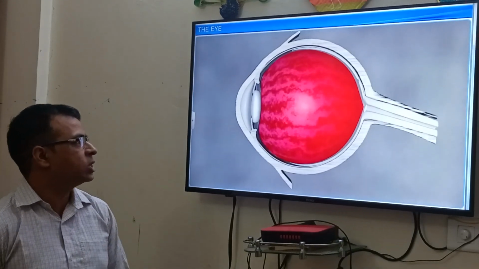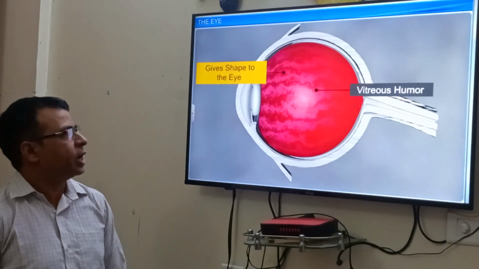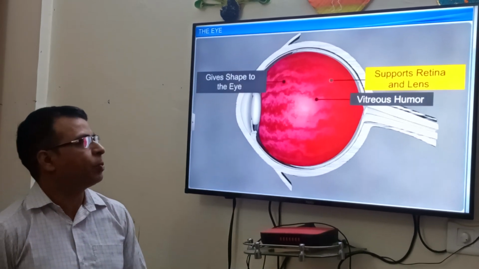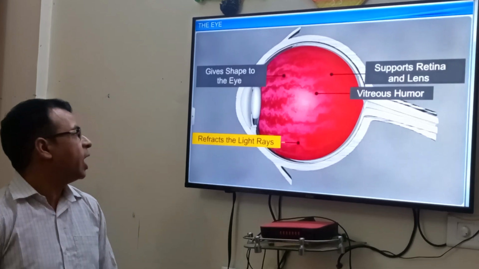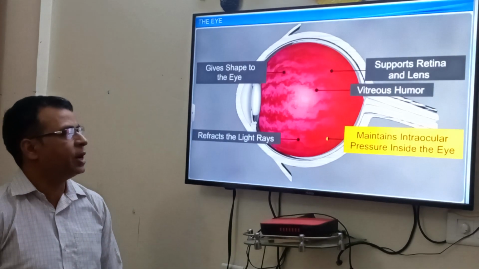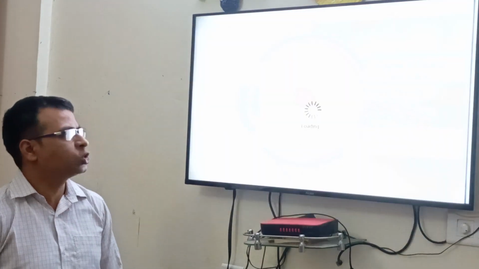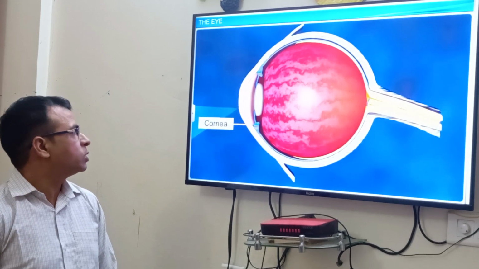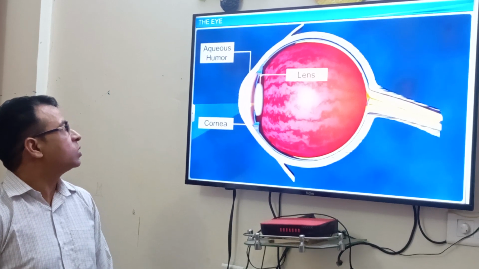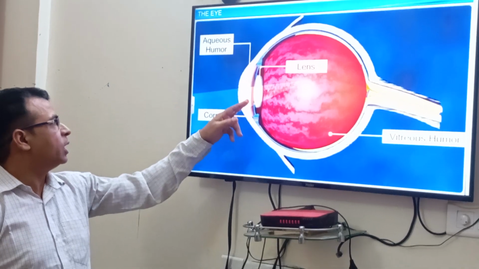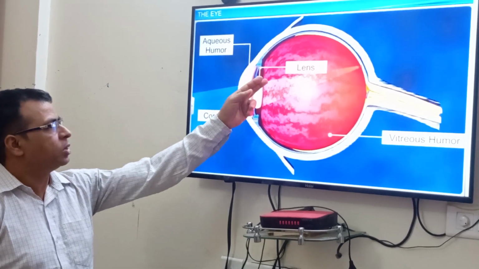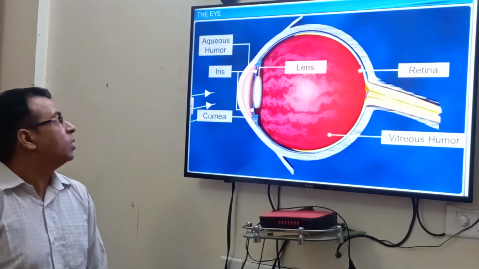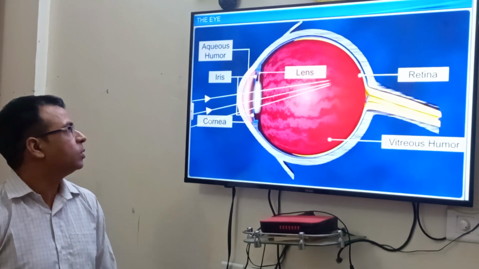It is glassy, gel-like, and transparent, gives shape to the eye, supports the retina and lens, refracts the light rays, and maintains intraocular pressure, also maintaining the shape of the eye through the vitreous humor. This is the cornea, and this is the aqueous humor between the lens and the cornea, and this is the lens and this is the vitreous humor. So there are two types of chambers, aqueous chambers and vitreous chambers.